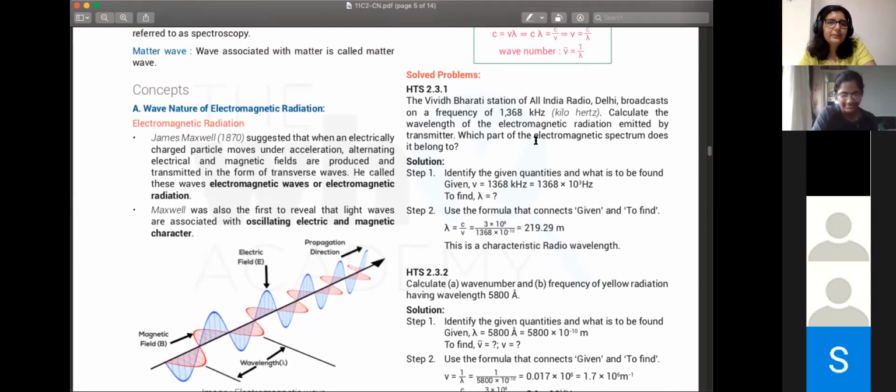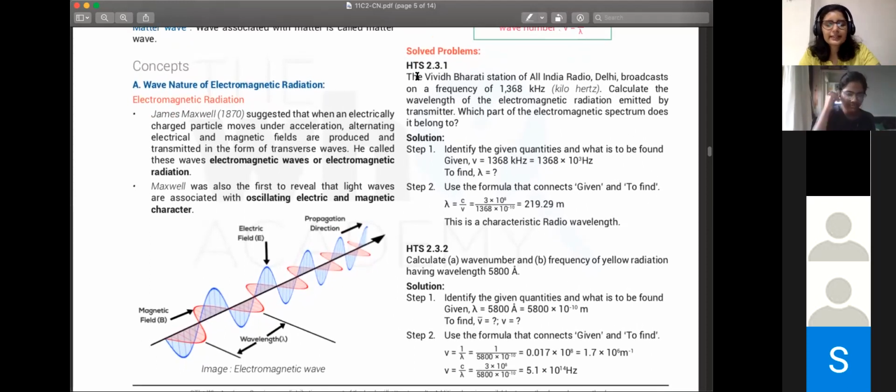Okay, coming back to numericals. Do you guys remember what we actually studied? What is wavelength, what is frequency, speed, how they're related, all of that? Look at an example, see how to solve these problems, and then you can try solving on your own. The Vividh Bharati station of All India Radio Delhi broadcasts on a frequency of these many kilohertz. A small k before any unit stands for kilo: kg is kilograms, km is kilometer, kHz is kilohertz. So this is the frequency. Calculate the wavelength of electromagnetic radiation emitted by the transmitter, and which part of the electromagnetic spectrum does it belong to? Let's do the first part of the question.